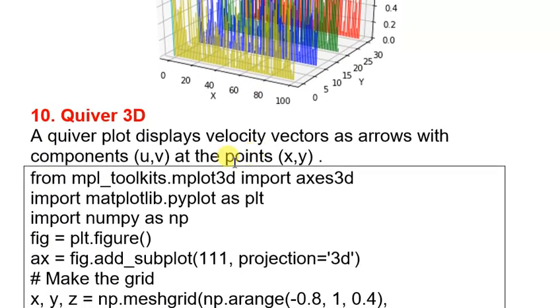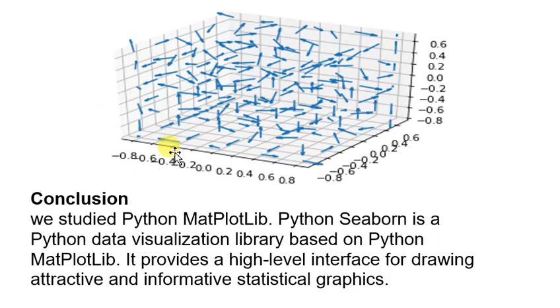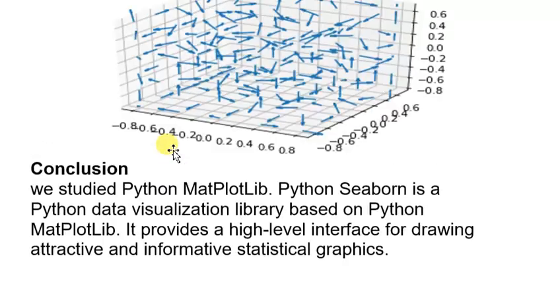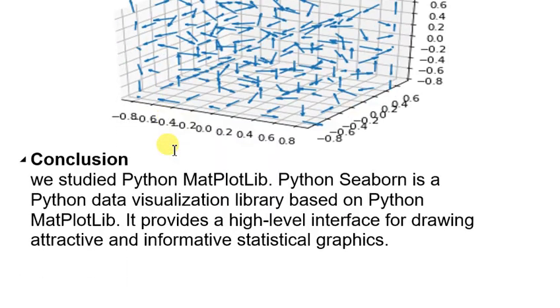Next is the quiver 3D graph. This is the code and this is the quiver graph. Okay, next. Okay, so conclusions. We studied Python Matplotlib and Seaborn.